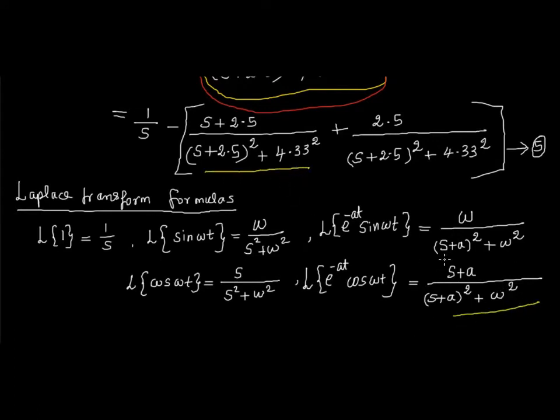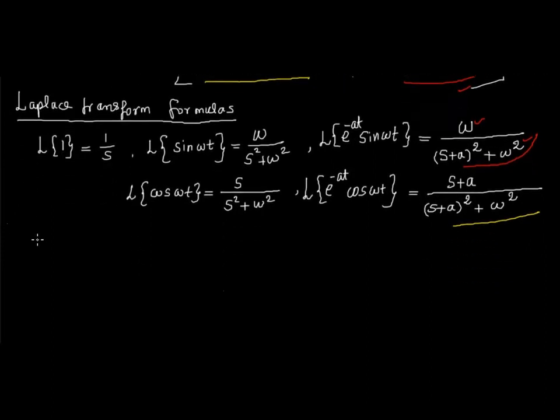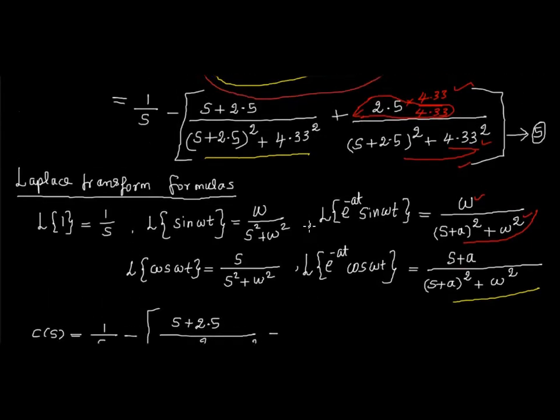So these two equations are in the same form and these two are in the same form, but in the numerator we don't have 4.3, so I am going to multiply and divide it by 4.3. So I will be getting the Laplace transform format. So now I can rearrange this equation. So I will be getting C of s equal to 1 by s minus (s plus 2.5) divided by (s plus 2.5) square plus 4.3 square.